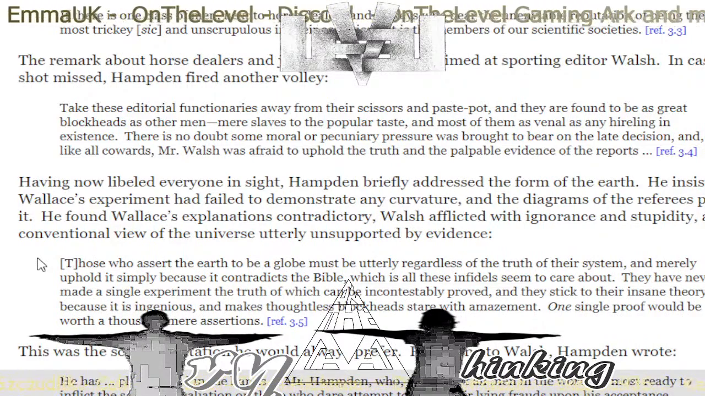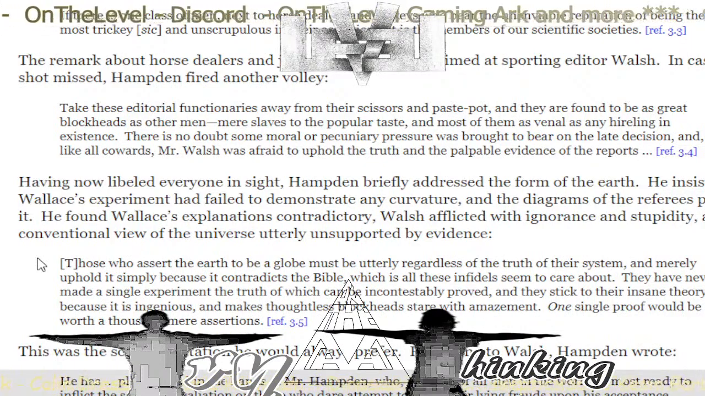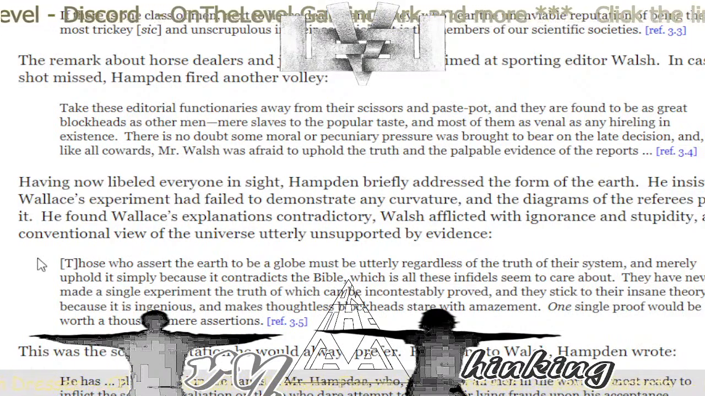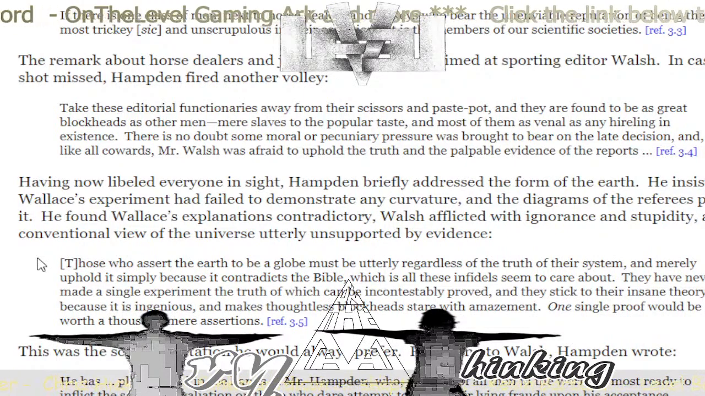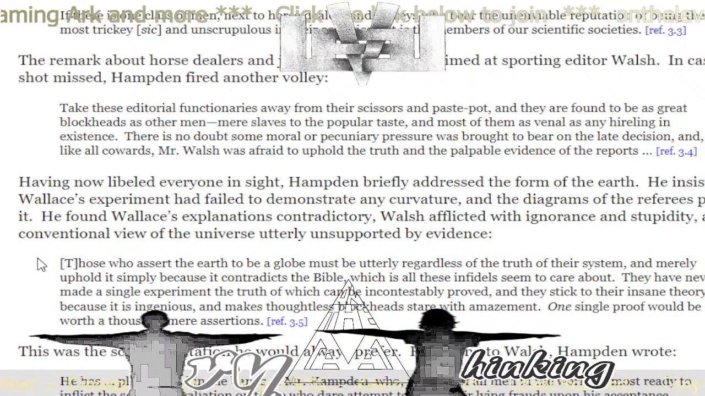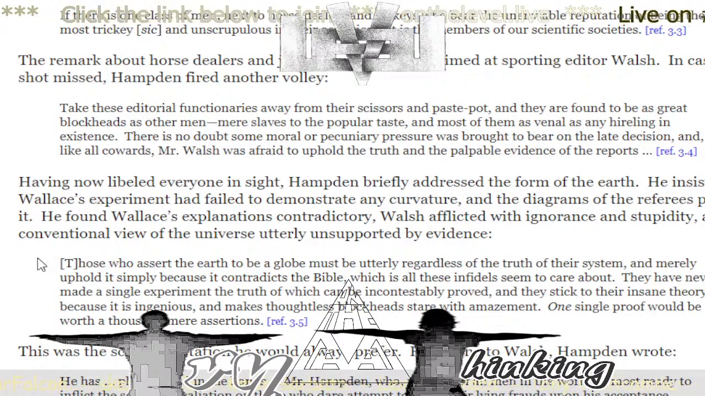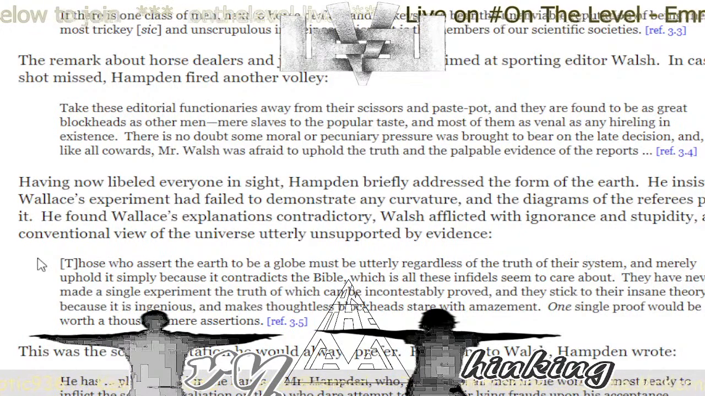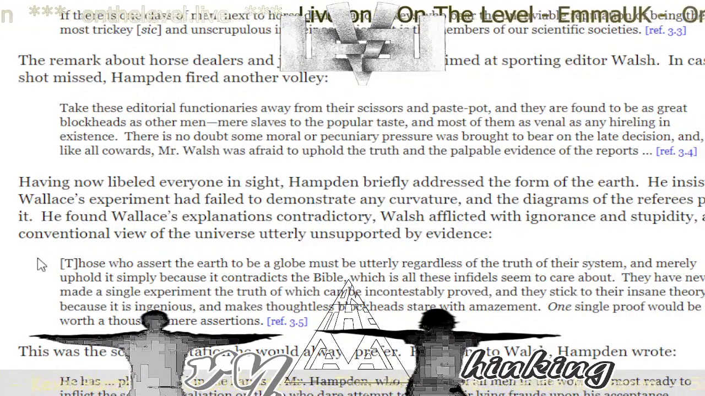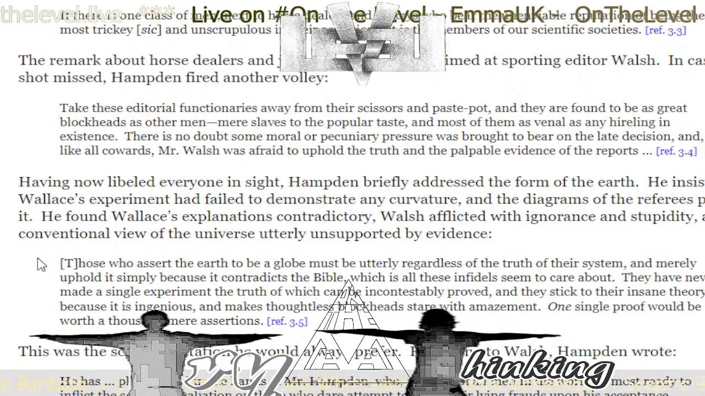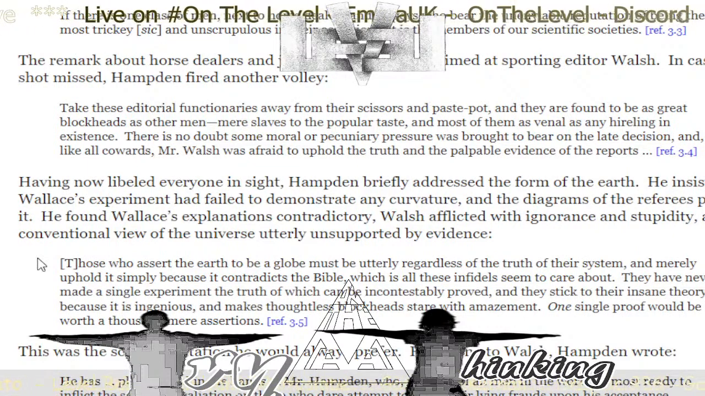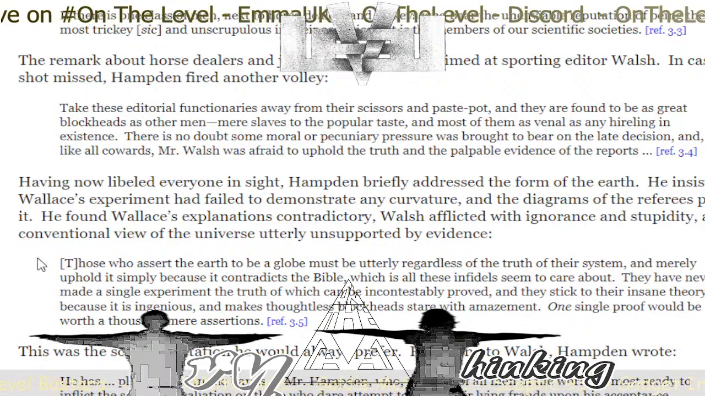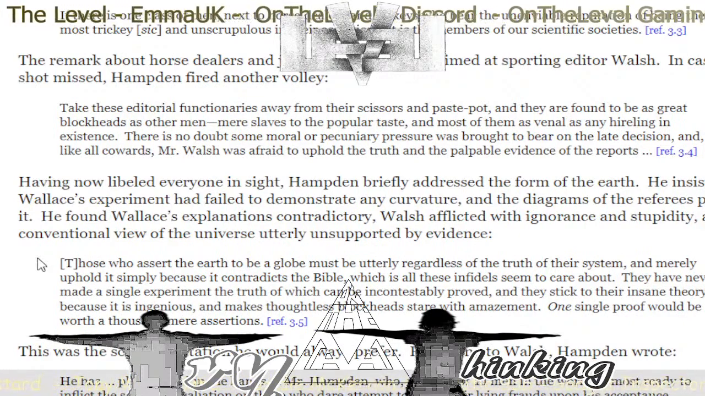Those who assert the Earth to be a globe must be utterly regardless of the truth of their system and merely uphold it simply because it contradicts the Bible, which is all these infidels seem to care about. They have never made a single experiment, the truth of which can be incontestably proved, and they stick to their insane theory because it is ingenious and makes thoughtless blockheads stare with amazement. One single proof would be worth 1,000 mere assertions.